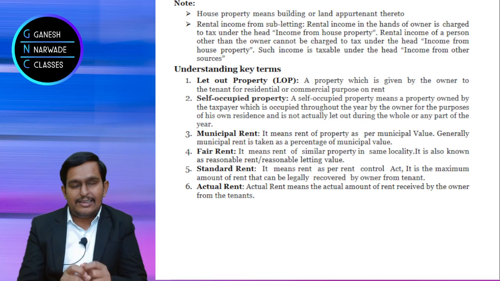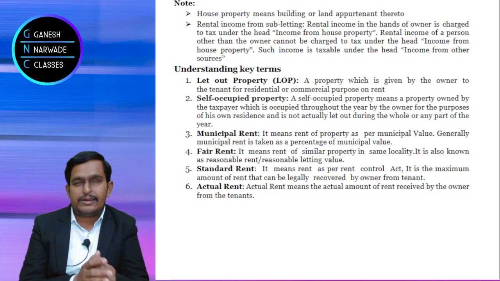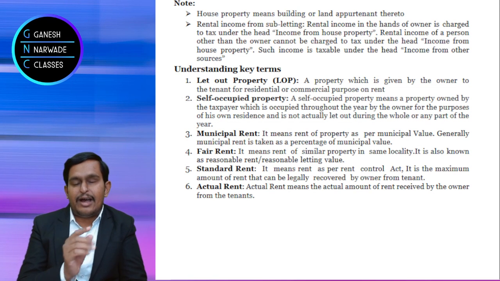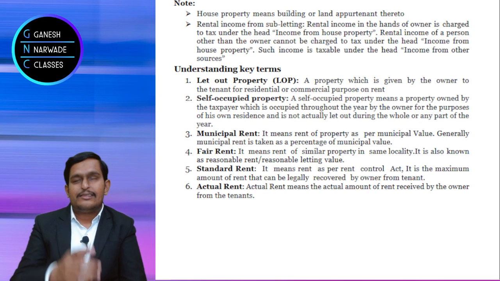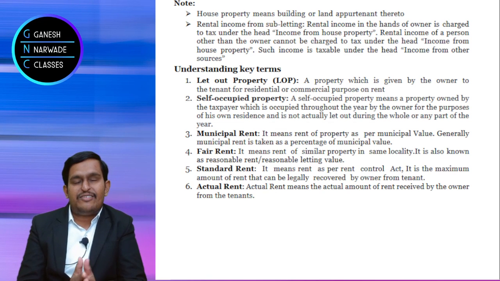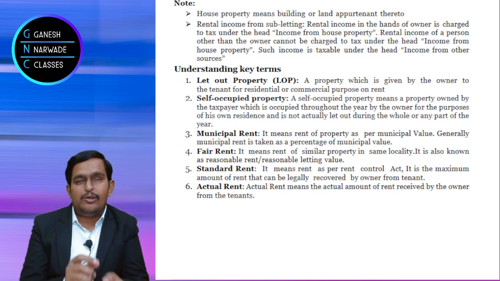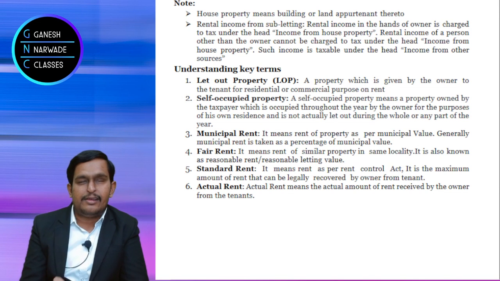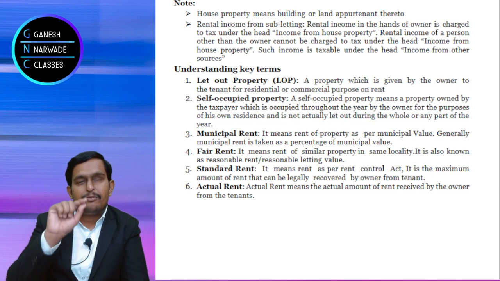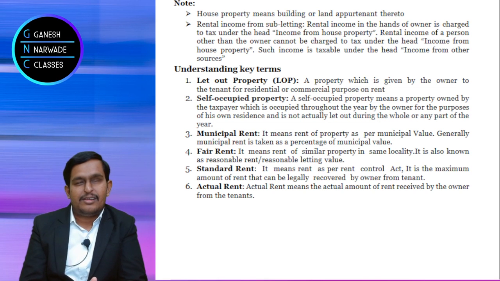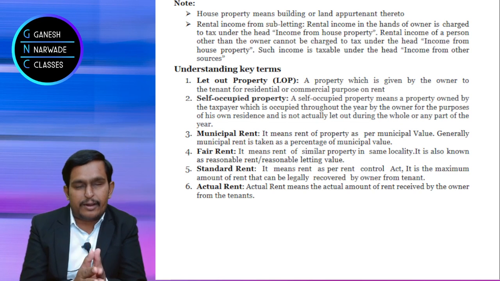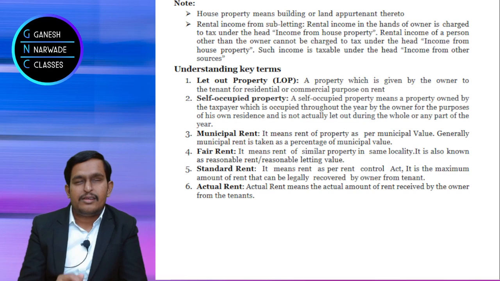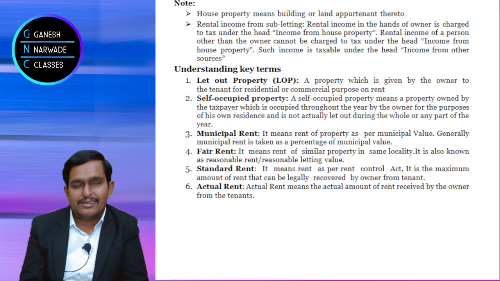Now understand that properties are of two types: let out property and self-occupied property. If the property is let out, meaning we are giving it on rent, correct? The income earned is taxable. But if it is self-occupied, for what purpose? Are you occupying it for business? Then this chapter will ignore such property because that will be considered under profits and gains of business and profession. But if you are not using the property for your own business, that means you are occupying it maybe for residence, right?